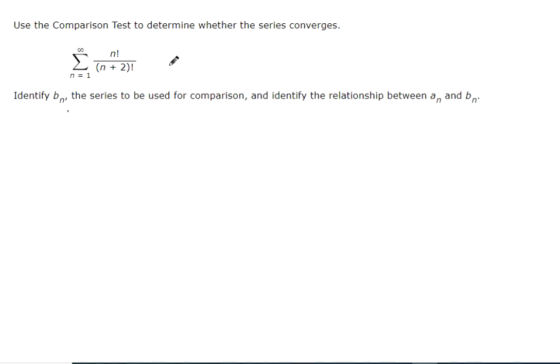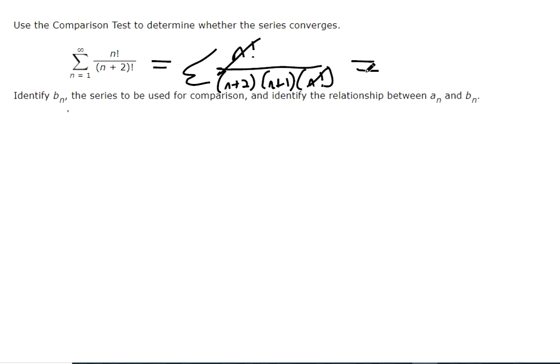So tinker with this a little bit. This is the same thing. I'm just going to drop the limits of summation. This is n factorial over, now expand the factorial on bottom here. This is n plus 2 times n plus 1 times n factorial. Right? Because a factorial means 5 times 4 times 3. So that allows our n factorials to cancel out. So this is 1 over n plus 1.